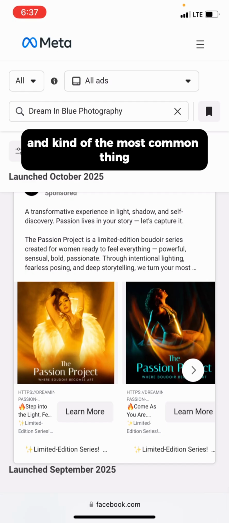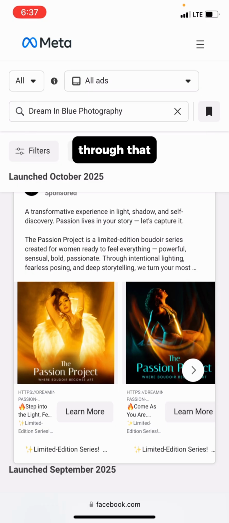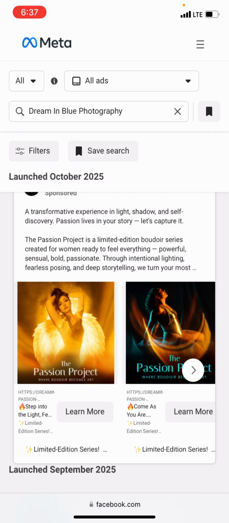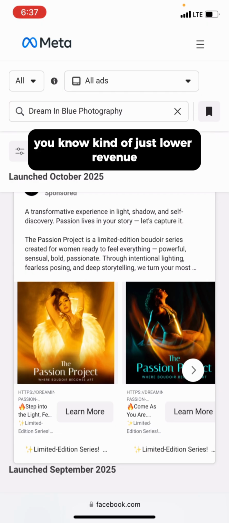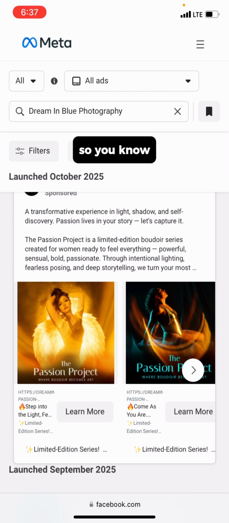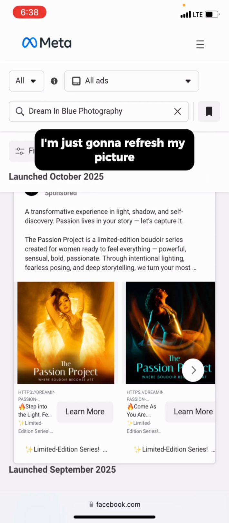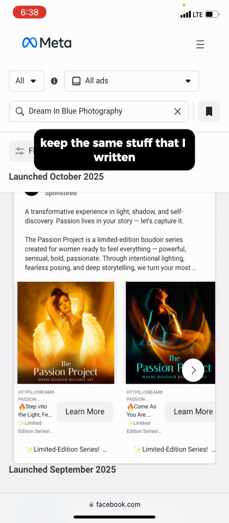The most common thing boudoir photographers going through, especially those who've been running ads a long time, is their ad starts out good, but over time they're paying the same ad spend every day and getting worse and worse results every day. Lower revenue, lower sales, fewer bookings over time with this ad. So they're confused, kind of desperate. It's like, man, this was working. All right, I'm just going to refresh my picture, refresh my creative, keep the same stuff that I've written because it was working before, and we'll just rerun the ad again.